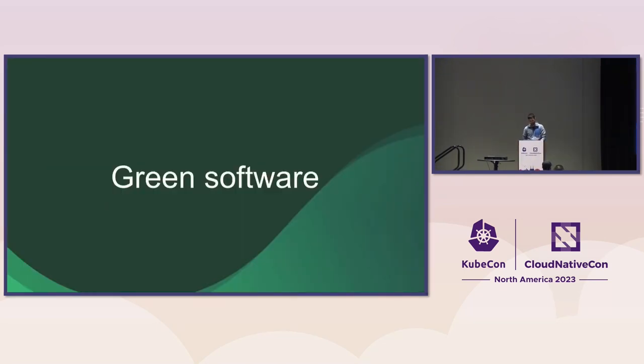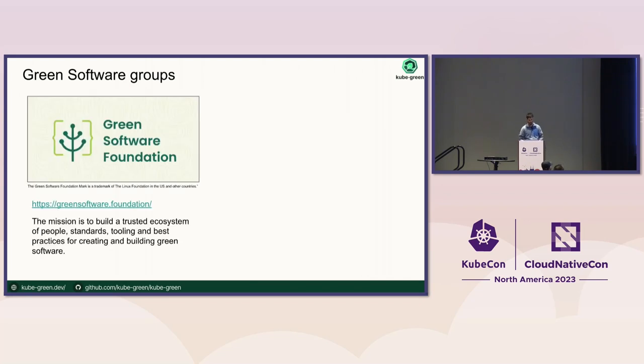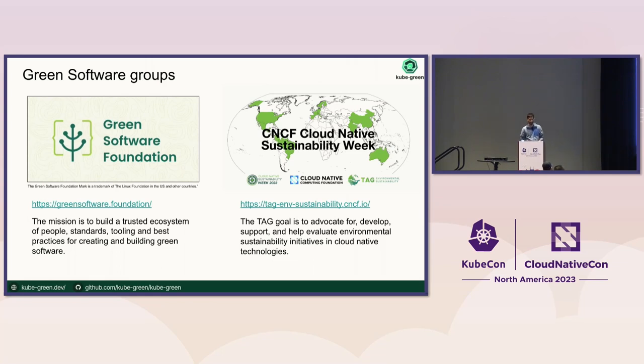There is a practice called green software. It's important to say, first, that there are some groups which already talk and contribute to spread the word about green software. Here I take a couple of examples. For example, the Green Software Foundation, whose mission is to build a trusted ecosystem of people, standards, tooling, and best practices for creating and building green software. And also the CNCF TAG Environmental Sustainability, whose goal is to advocate for, develop, support, and help evaluate environmental sustainability initiatives in cloud native technology. For example, last month in October, the CNCF TAG organized a sustainability week with meetups all around the world, and it was a really interesting week. There are also some videos of these meetups on YouTube.